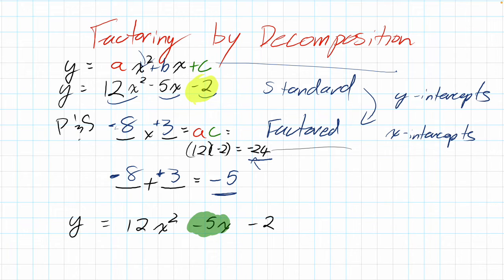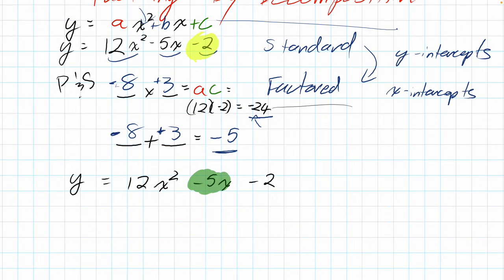The way we're doing that is we're going to say 12x squared stays the same, but now instead of writing -5, I'm going to write -8x plus 3x, and then -2. How is that decomposition? Well, if I put these together, -8x plus 3x, I get -5. So this is like a less simplified version.